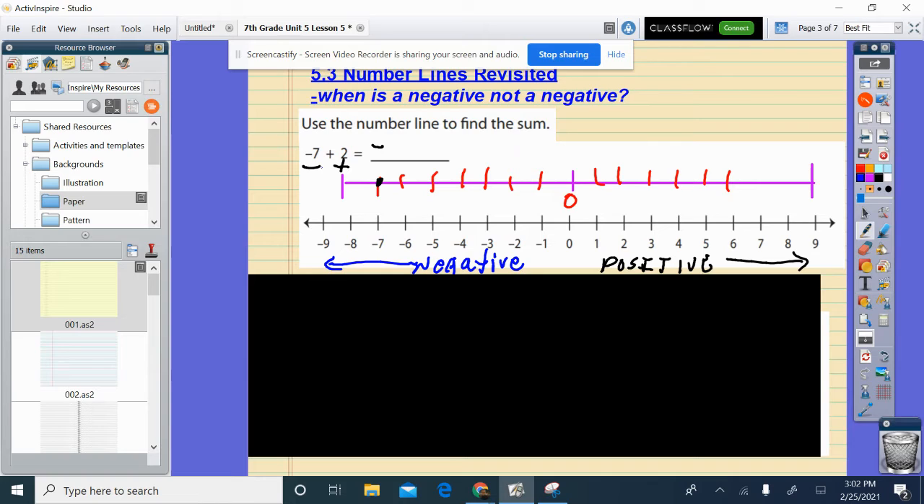When you're using a number line, you can use a number line like this for any amount, really, when you're dealing with positive and negative numbers. So what I'm going to do is start here at negative 7, and I'm going to move to the right 2 places, 1, 2, which would be a negative 5. So the answer to this would be a negative 5, because I'm moving in the direction of whether it's positive or negative, whichever side it is.